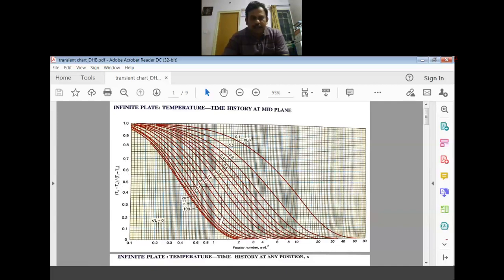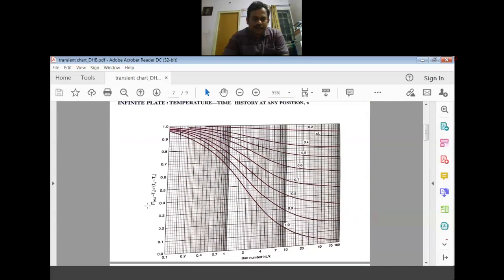Next chart, temperature at any position. You can see the y-axis is T at x by L minus T infinity divided by T naught minus T infinity. T naught represents the temperature at the center, and T at x by L represents the temperature at any position. That means we have to calculate at what position, that is, what is the distance x, and L you know, so you can calculate x by L. For different x by L there are different curves, and the x-axis represents the Biot number hL by k.